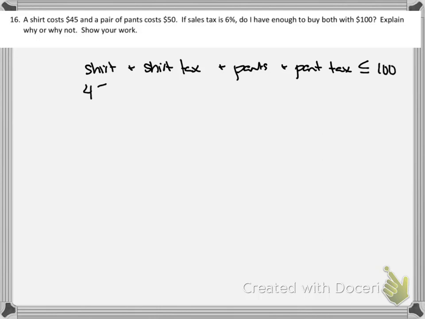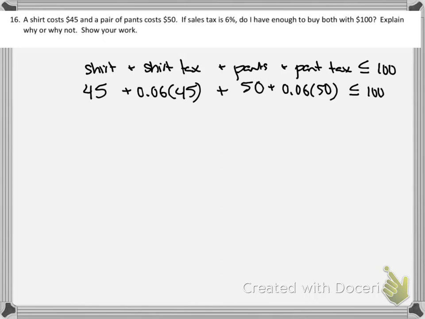Okay, well, we know the shirt costs $45. We know that the pants cost $50. And we know that the tax on the shirt is 6% of the cost. And we know that the tax on the pants is also 6% of the cost of the pants. Okay, and again, that needs to be less than or equal to 100. If it's more than $100, I guess we don't have enough money to buy it. Okay, so if you type this in your calculator, you get 270.